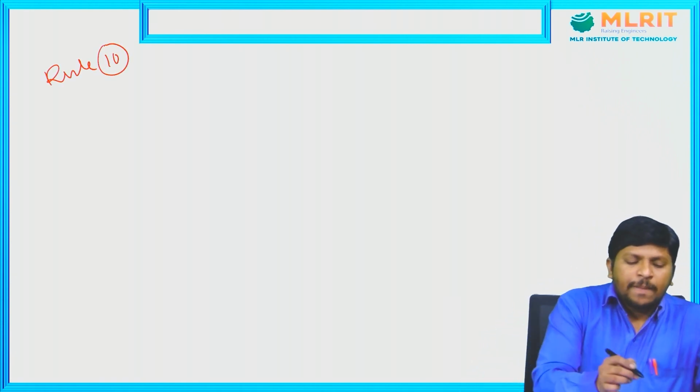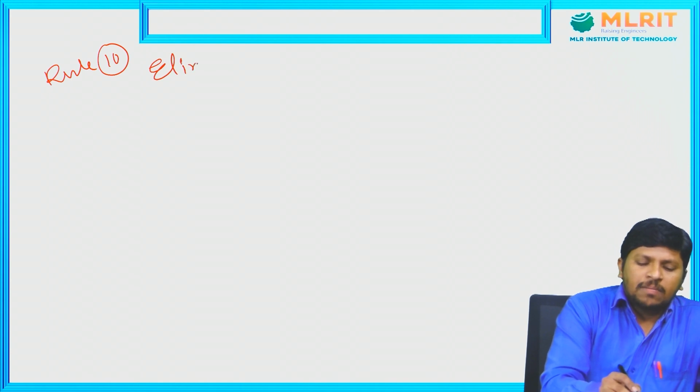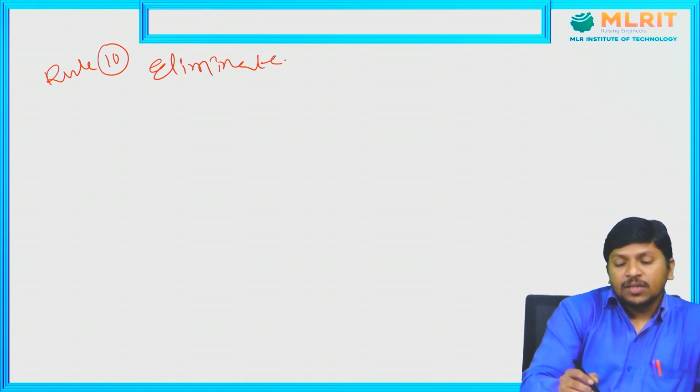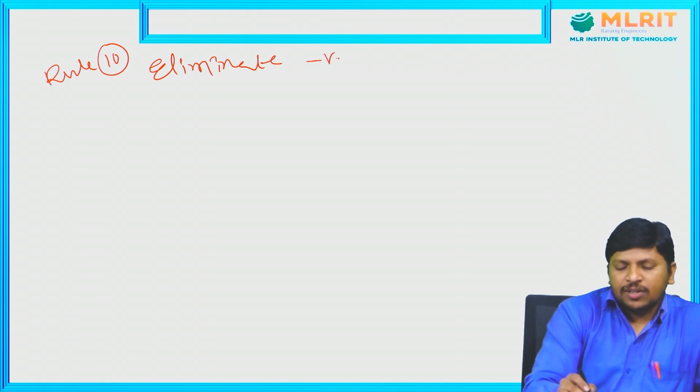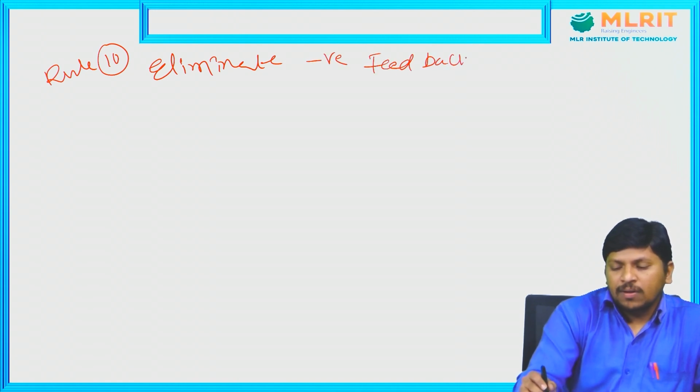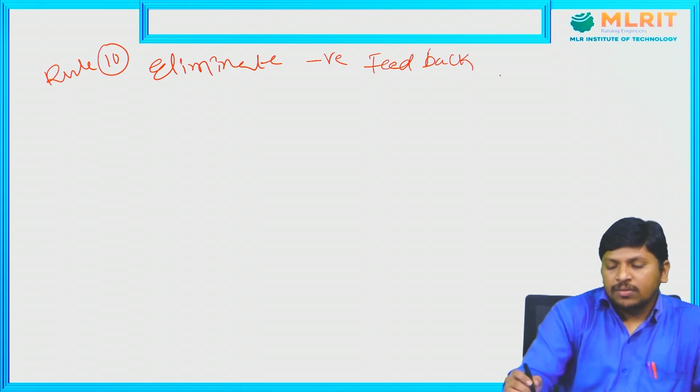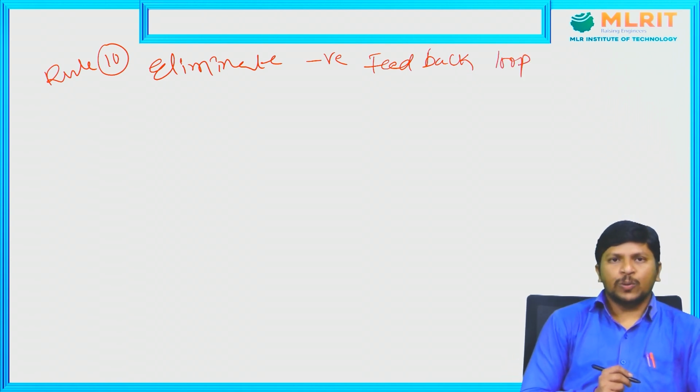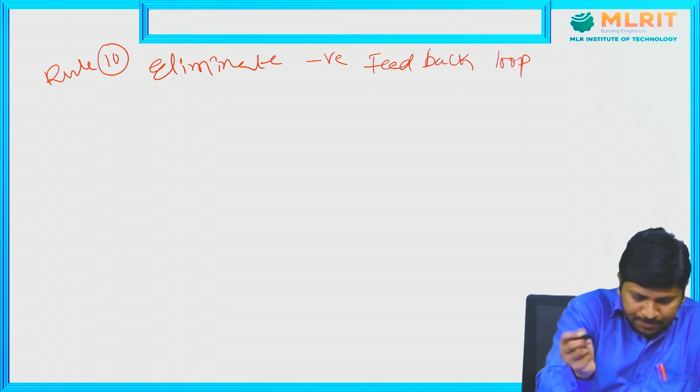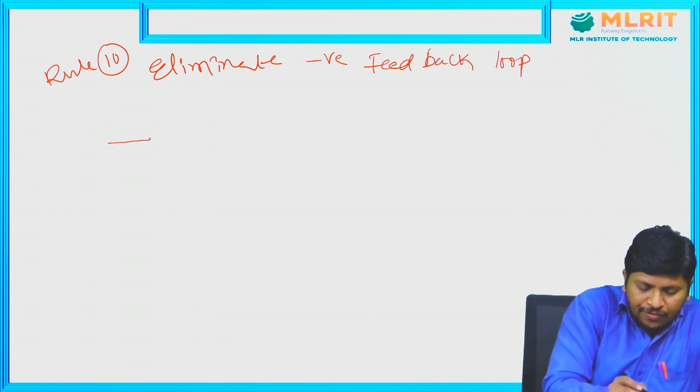eliminate the negative feedback loop. For example, negative feedback loop. Eliminate the negative feedback loop. Just I consider here negative feedback.